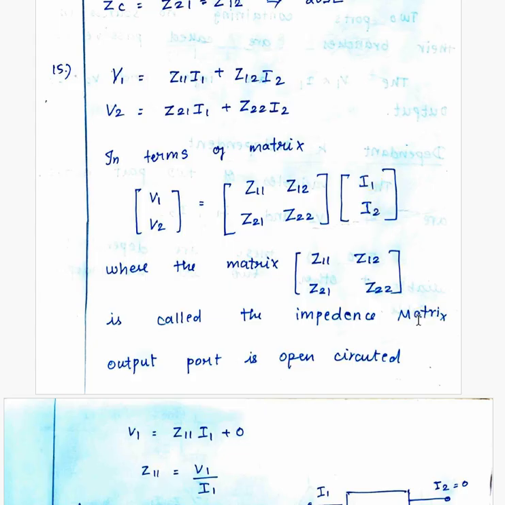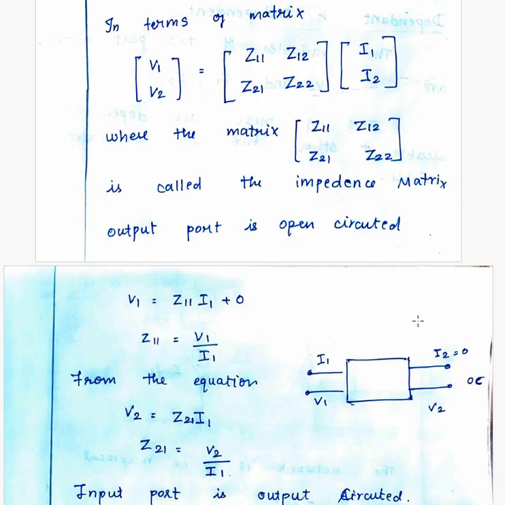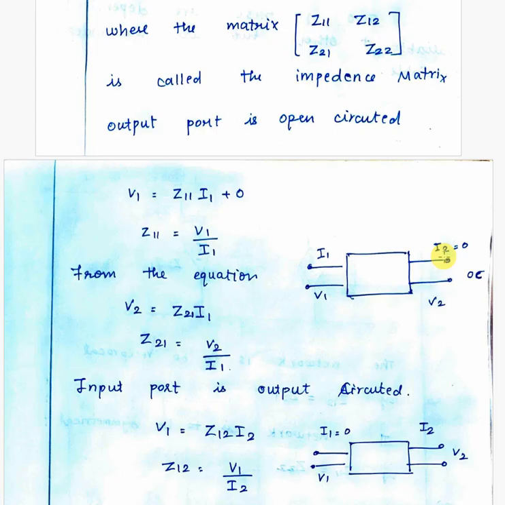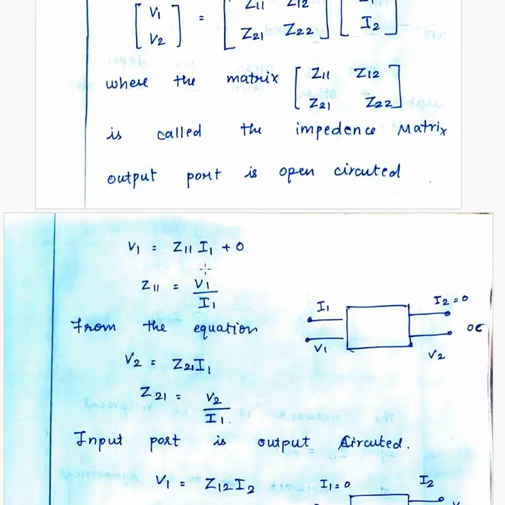Next, in the first step, we are going to open circuit the port. To find the values of Z11 and Z21, first we open circuit the output terminal. Open circuited means the current will be 0, I2 equal to 0. We substitute I2 equal to 0 in the first and second equations. If we substitute, the second term will be 0. Then the equation is rewritten as V1 equal to Z11 into I1. So Z11 equal to V1 by I1.